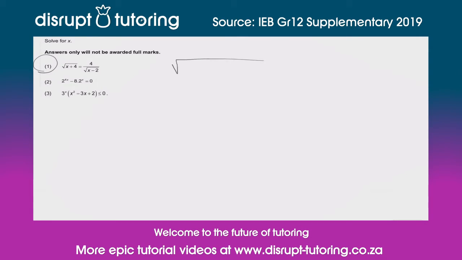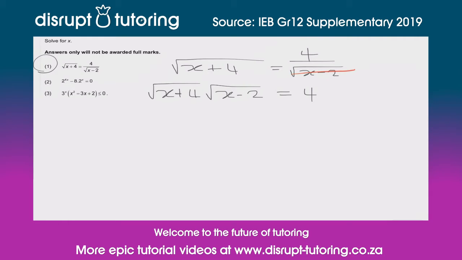So we're going to have the square root of x plus 4 on the left-hand side is equal to 4 over the square root of x minus 2. Okay, so what I want to do initially is get rid of that denominator. To do that, I'm going to multiply both sides by that denominator. So I'm going to have root x plus 4 times root x minus 2 on the left-hand side equals the 4, because I've now cancelled out that denominator.